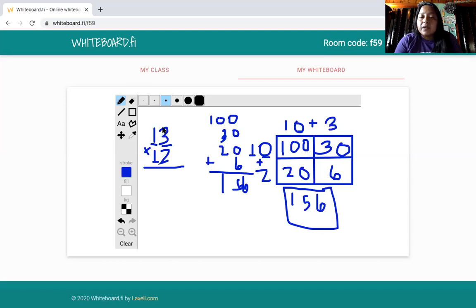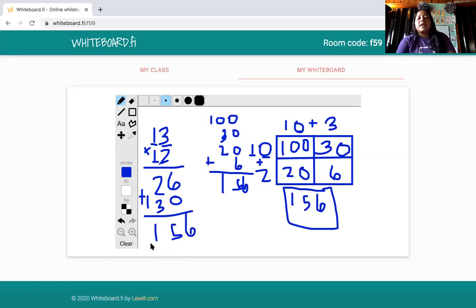Or you can do it the standard algorithm way, which is just multiplying them down. 3 times 2 is 6. 2 times 1 is 2. You add that placeholder. 3 times 1 is 3, and 1 times 1 is 1. Then you add them up and down, and if you notice, you get the exact same answer. It doesn't really matter which way you do it, it's whatever is your preference. So that's one way that we've done it.